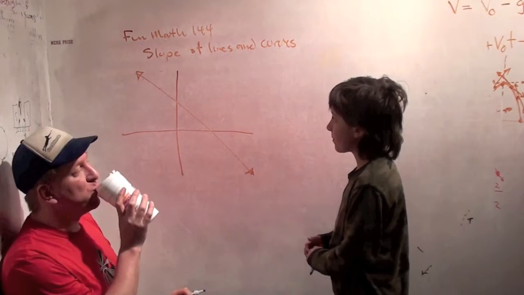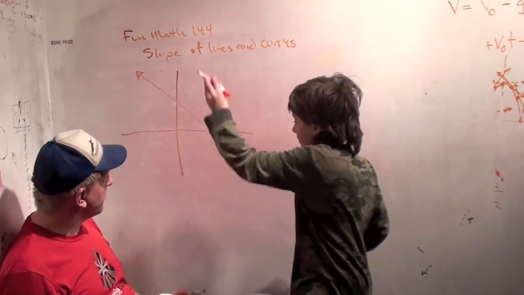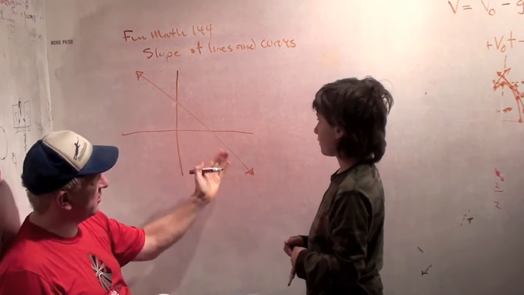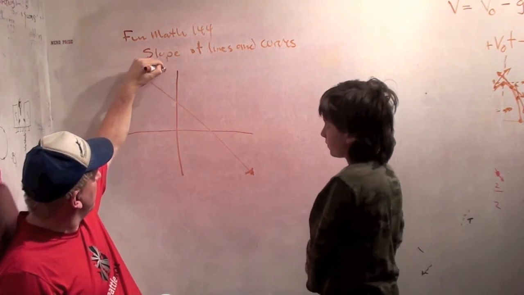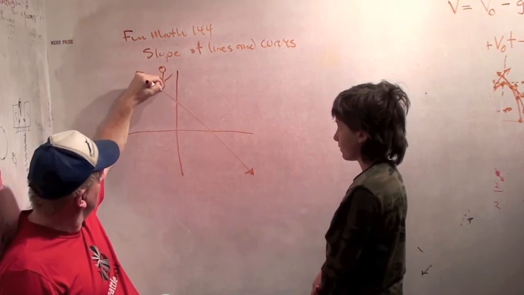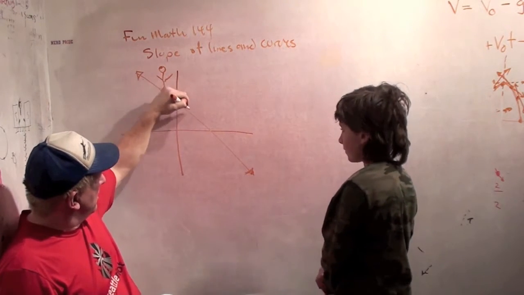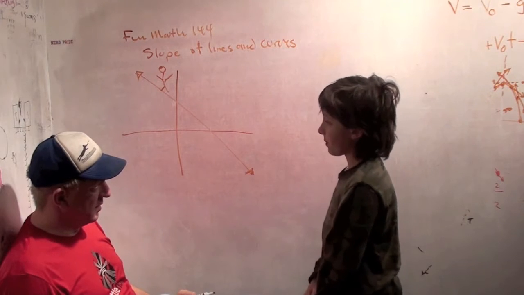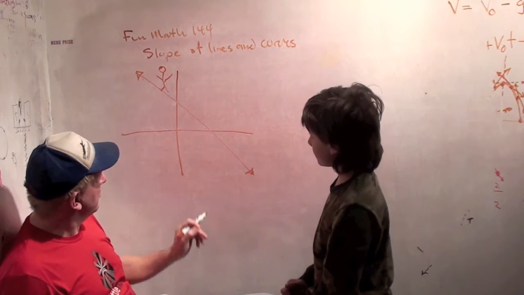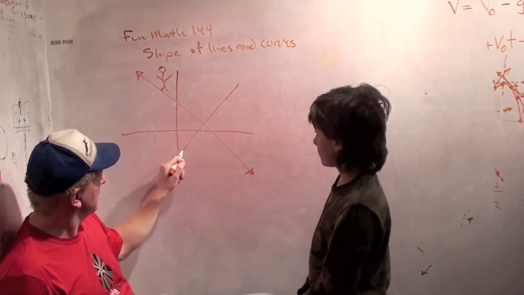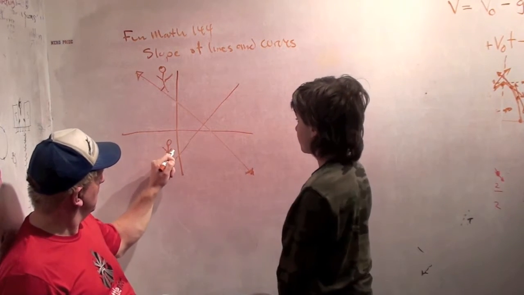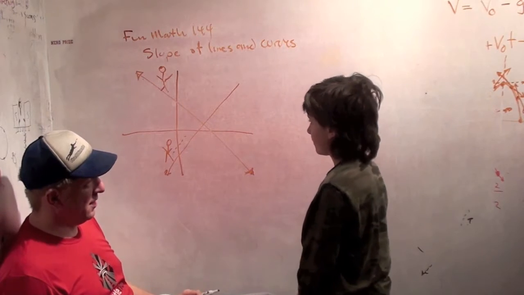Well, it means how steep the line is, because lines don't curve. It's like if you were just walking along the line. How steep is it? Here I'm walking downhill, so that's a negative slope. Here I'm walking uphill. That's a positive slope. It's hard to walk up.